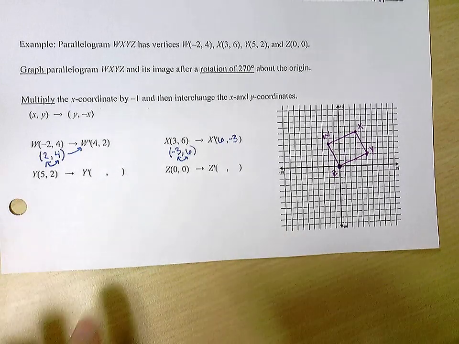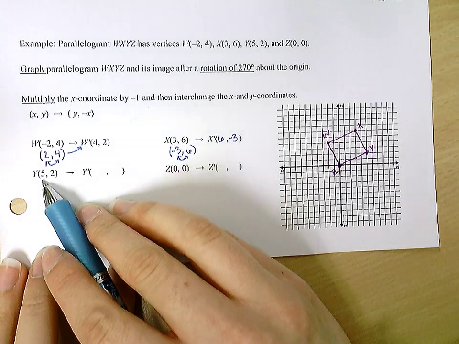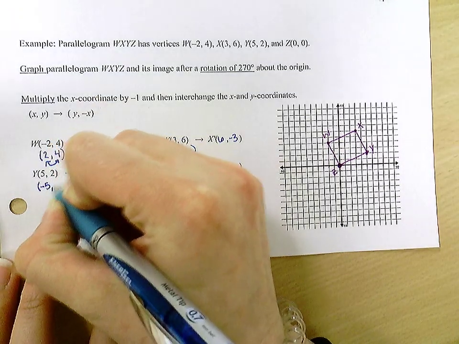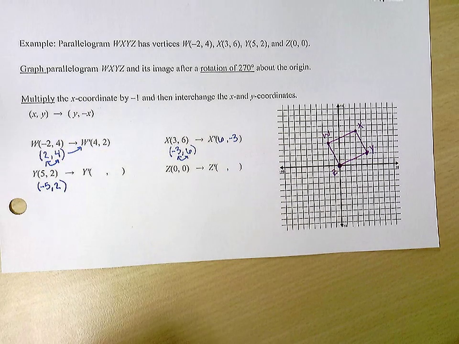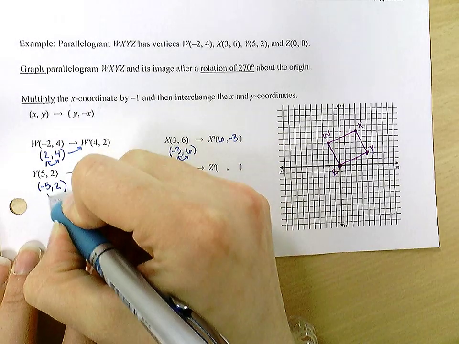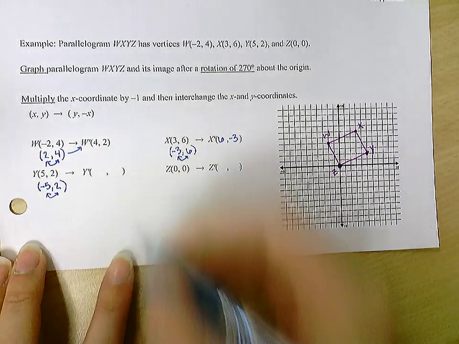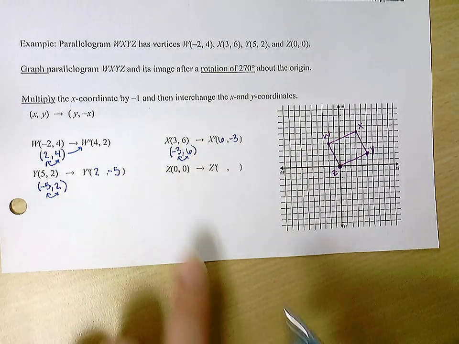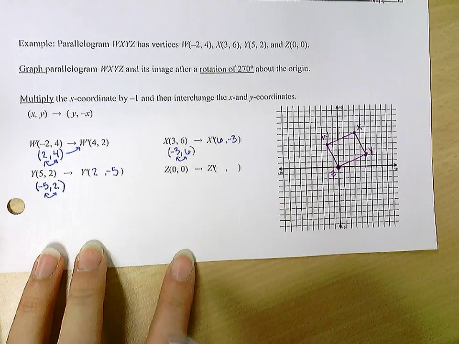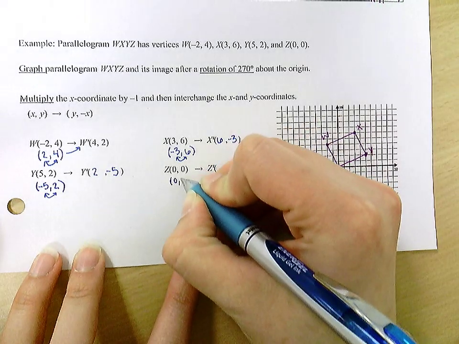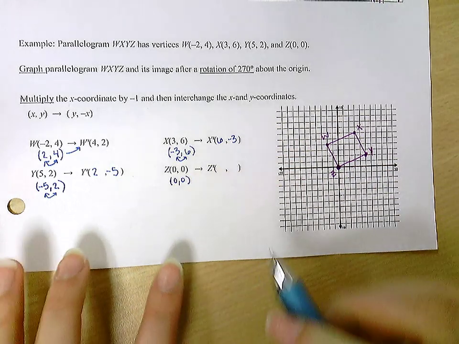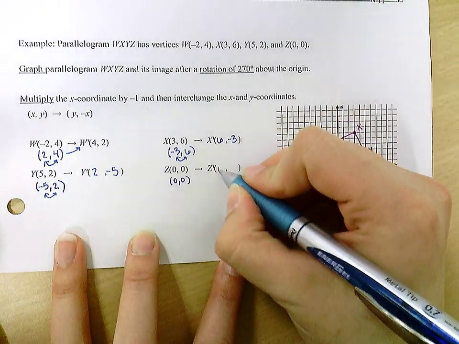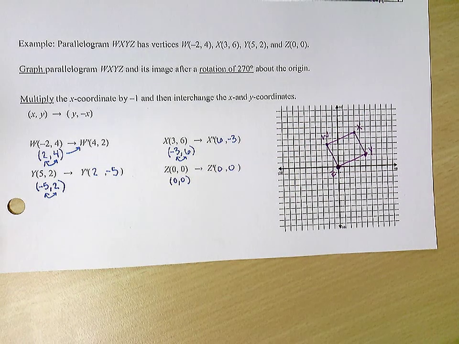Then Y. Again, first multiply your X value by -1. So -5, and then 2. Then we can interchange, so switch to get 2, -5. And then 0, 0. Multiply 0 by -1, you still get 0. You don't get -0. Interchange, and you still end up with 0, 0. Because we are rotating about the origin, that's your center of rotation, so it's going to stay the same.